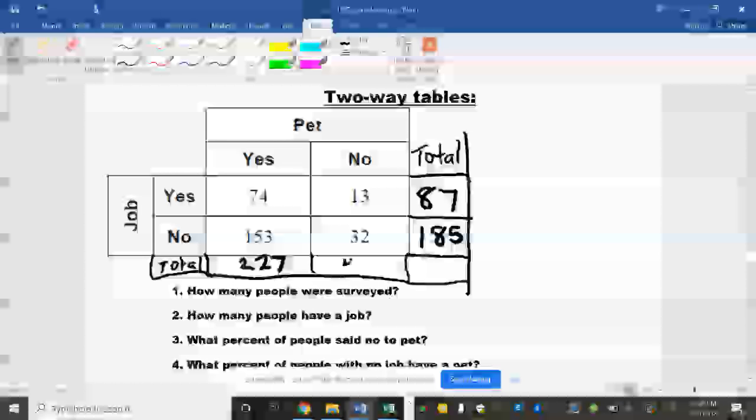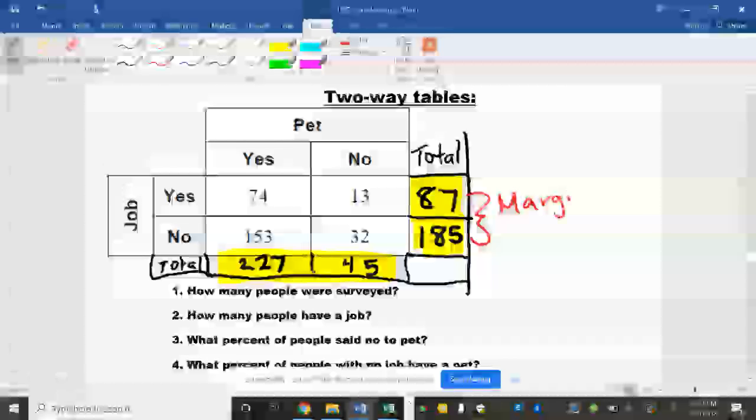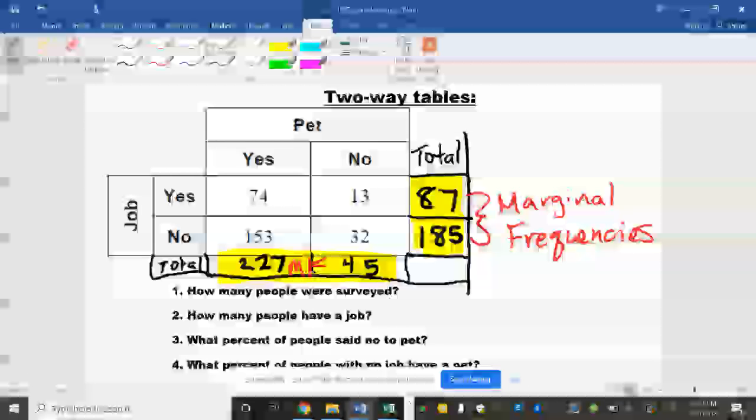Let me write 45. So these four totals, according to each category, yes or no, those are called your marginal frequencies. MFs, right there, MFs. And then there's one more number, which is when you add 87 plus 185, or if you add 227 plus 45, you get what's called your total frequency.